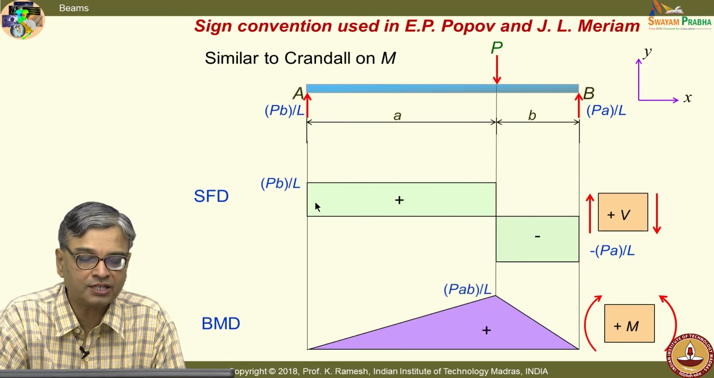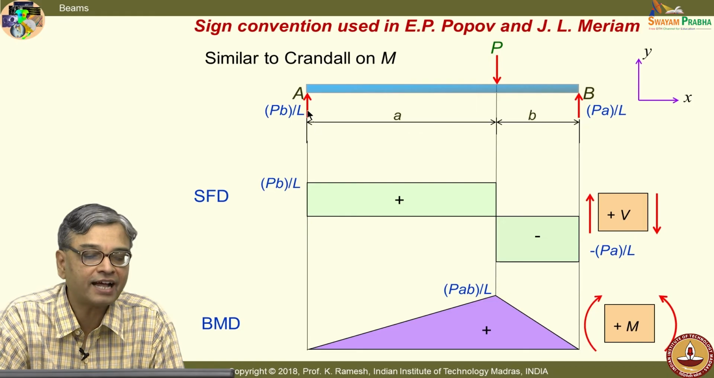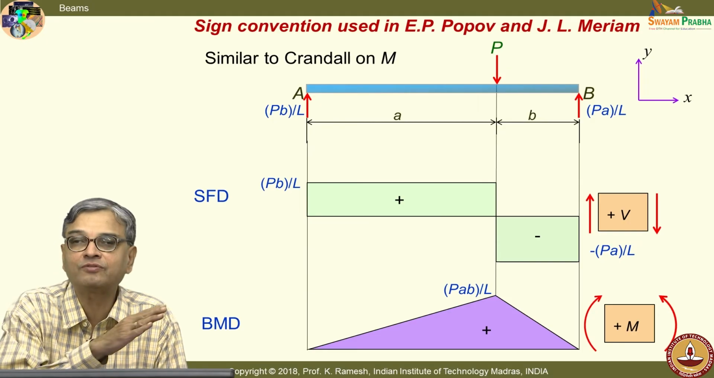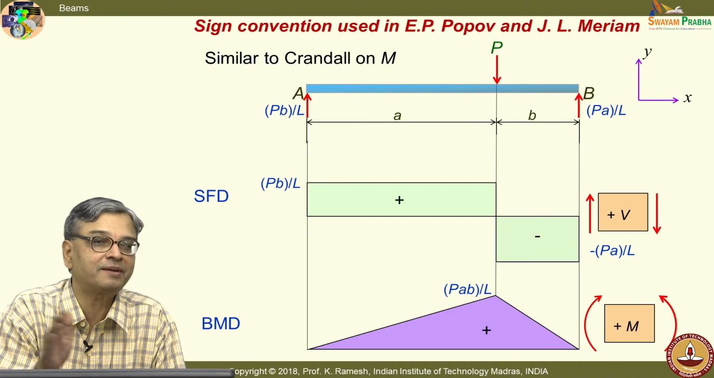And I have drawn this from right to left, and this is from left to right, and this is from right to left. So it is like I have PB by L, I go up, remain constant, come down and then remain constant and go up. This is how teachers draw the SFD and BMD quickly.